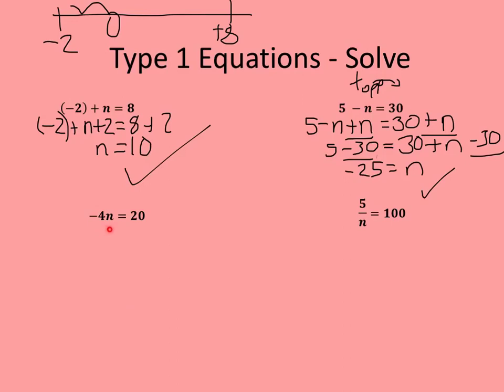Negative 4n equals 20. So this is a negative 4 times n. The opposite of timesing is dividing. I'm going to divide by negative 4 to get rid of the negative 4. Negative 4 cancel out, leaves just n. 20 divided by negative 4 is negative 5. A positive divided by a negative is negative because the signs are different.